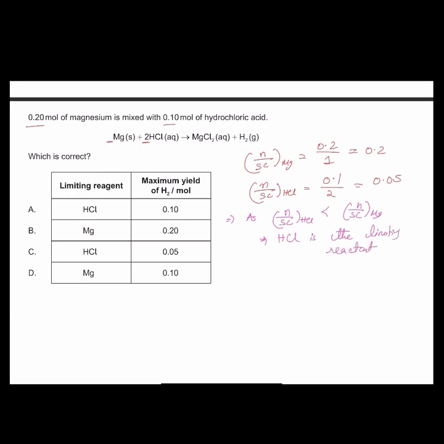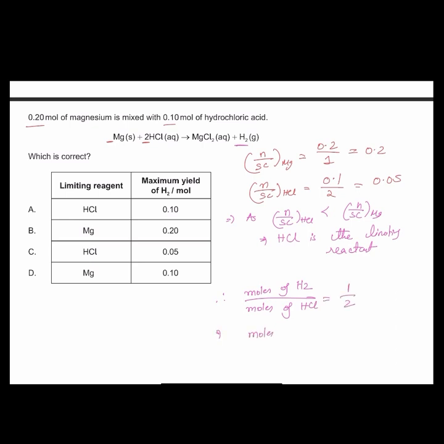Now we know the limiting reactant. After we know the limiting reactant, we have to use it as a basis of our calculation. So I need to find the maximum yield of H2. So I have to find the moles of H2. I have to find the stoichiometric ratio between H2 and HCl. This ratio will be 1 by 2.